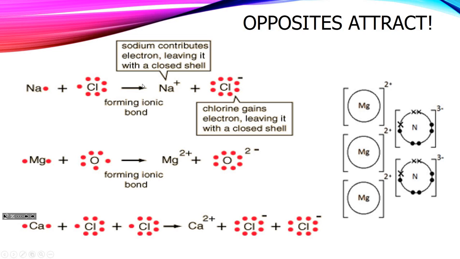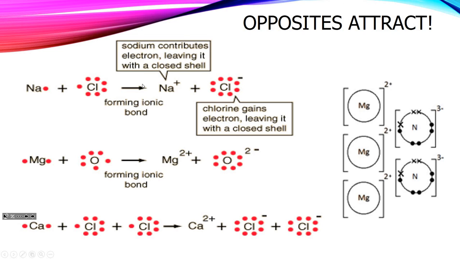2+. So I have 1, 2, 3 magnesiums at 2+. What's the overall charge for magnesium there? 6+. How many nitrogens do I have? And each one has what charge? -2 or -3. So 2 times -3 is -6. So I have a +6 and -6. Overall charge is 0. Can you see how that works?